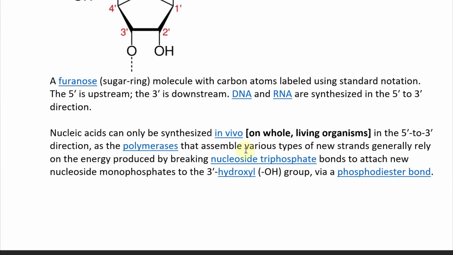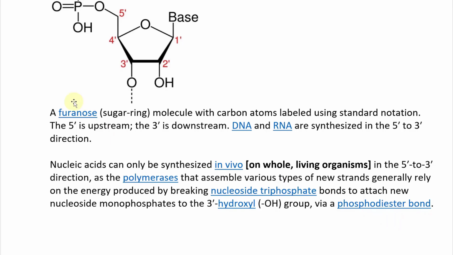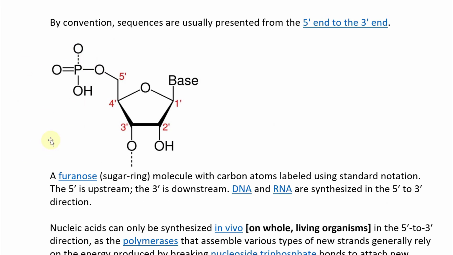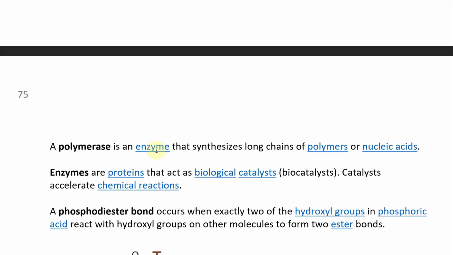So they use these polymerases, these enzymes, but these rely on the energy produced by breaking nucleoside triphosphate bonds to attach nucleoside monophosphates to the 3' hydroxyl group. And this is via a phosphodiester bond. So basically it needs to get other triphosphates, break them up and put them in here, and the polymerases get that energy from that breaking, which they can then use to add to this end. So it needs those bonds first.